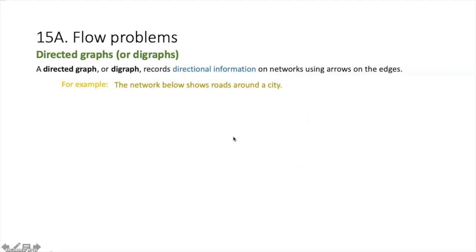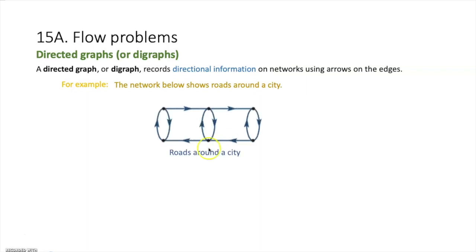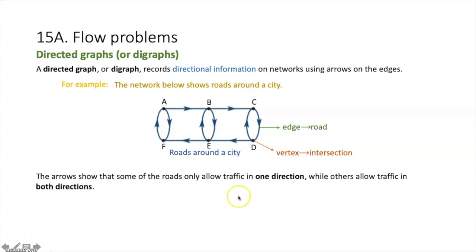For example, the network below shows the roads around a city. If we use the vertices to represent the intersections, then the edges will represent the roads between the intersections. From your observation, you can probably tell that for some of the intersections, such as from intersection I to B, we only allow the traffic in one direction. But some others allow traffic in both directions, such as I to F, B to E, and C to D.